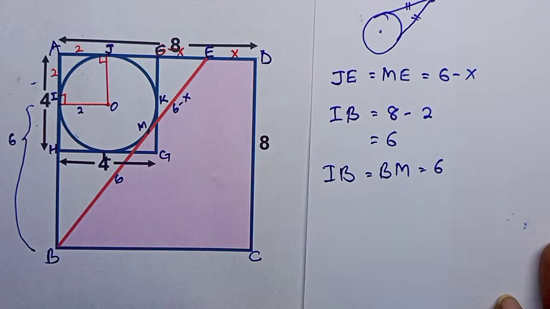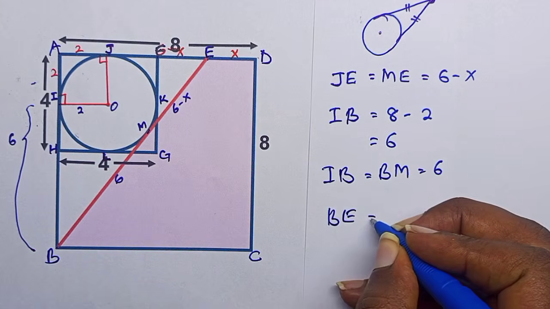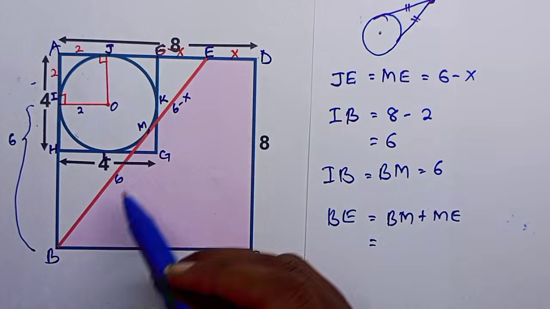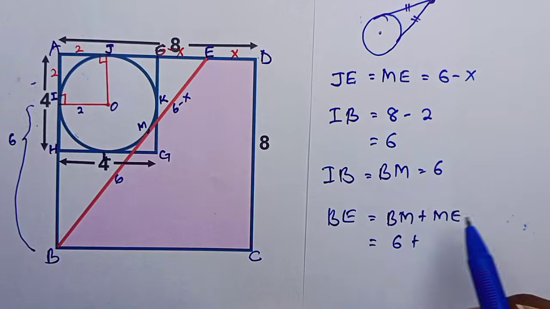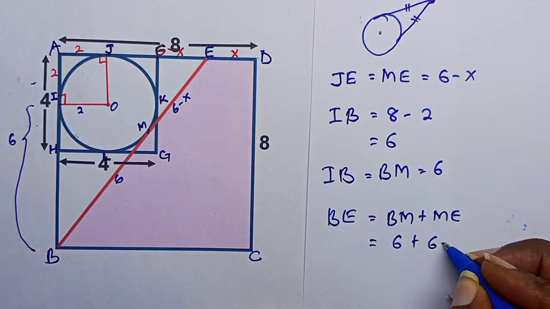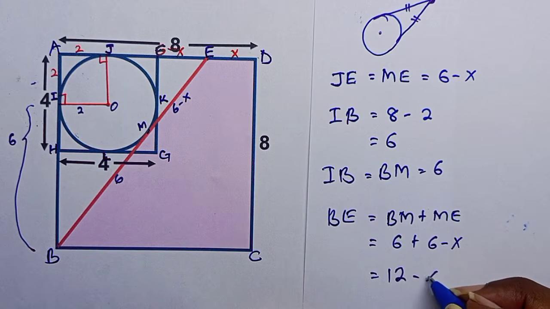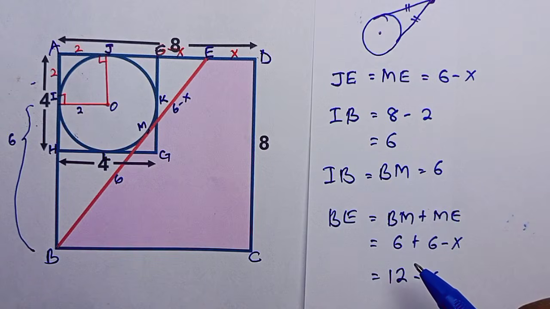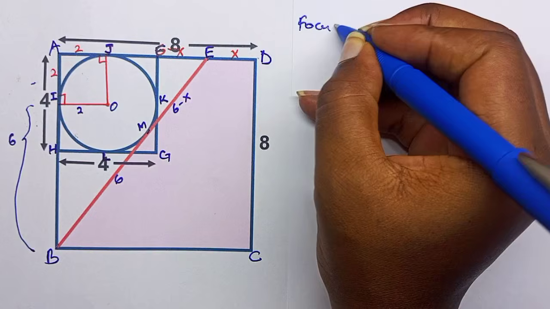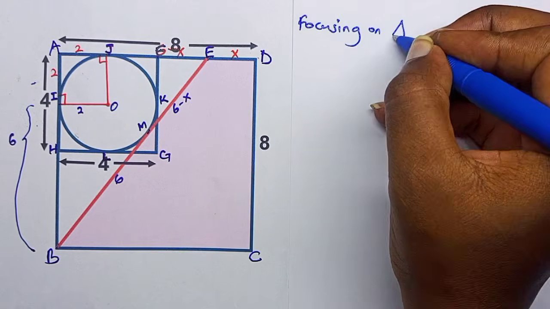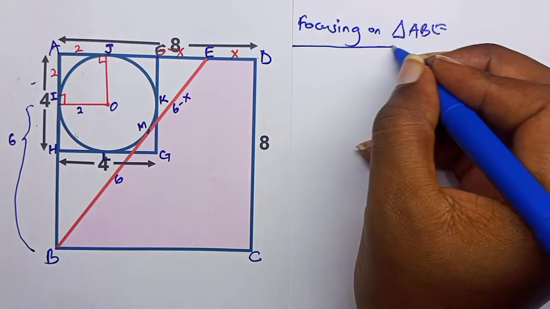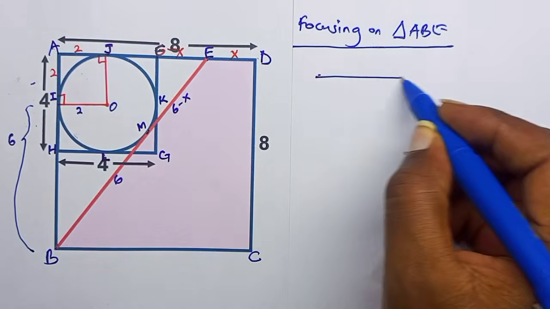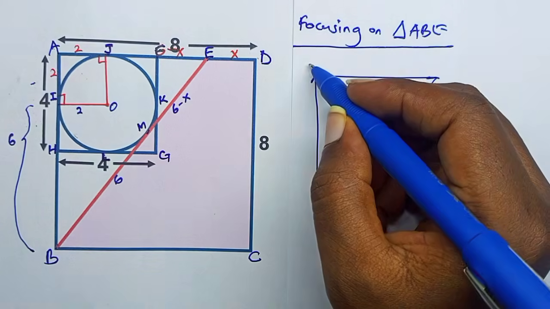So therefore, line BE is equal to BM plus ME. We have seen that BM is 6, and we got ME as 6 minus x. So this gives us 12 minus x. So this whole line BE is 12 minus x. Now focusing on triangle ABE, this one here. So this is our triangle ABE.